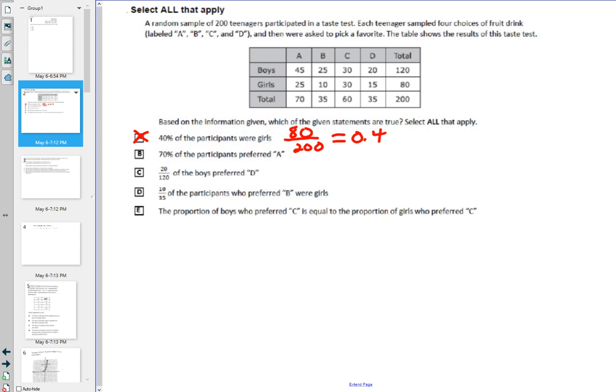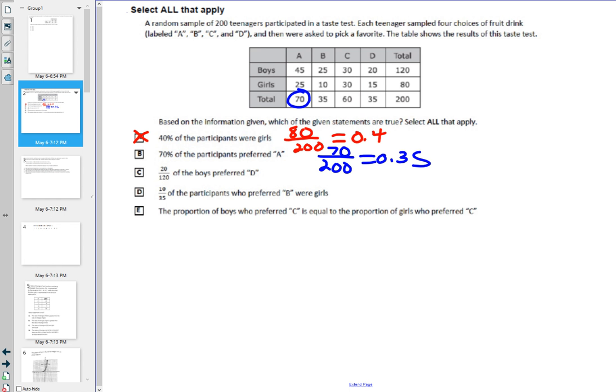70% of participants prefer A, so my sample is still participants, so I'm still over 200. But now how many preferred A? If I look at what's called the marginal frequency, it's 70. Is 70 out of 200 the same as 70%? No, it's actually 35%. It's 0.35, so that's a no-no.